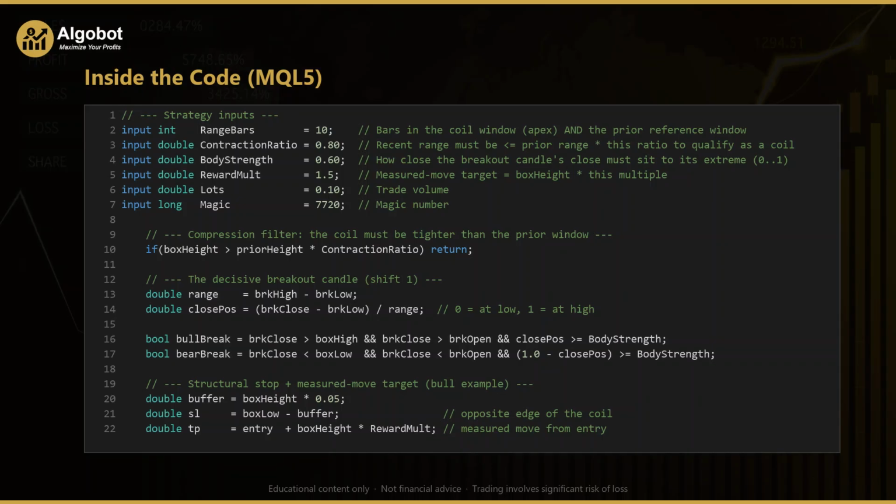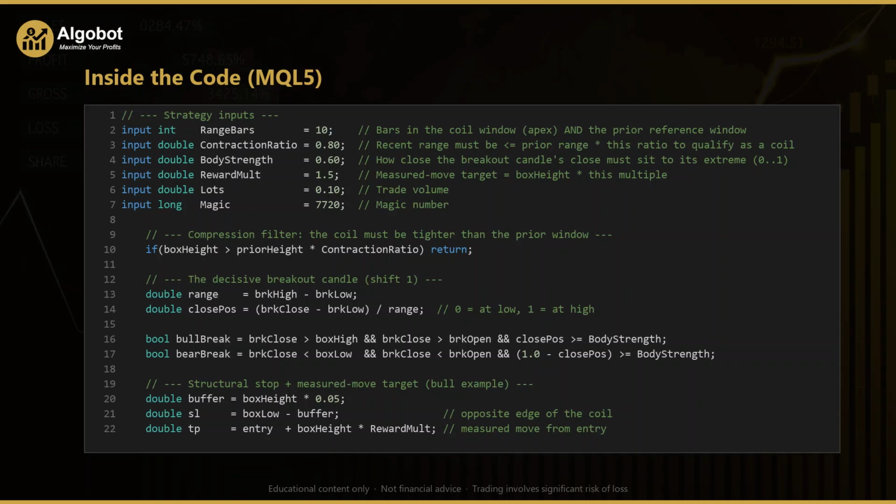At the top, we have the input parameters, the dials you can turn before running the expert advisor. RangeBars controls how many candles make up the coil window and the prior window. A smaller number reacts to short, fast compressions, while a larger number waits for broader consolidations.